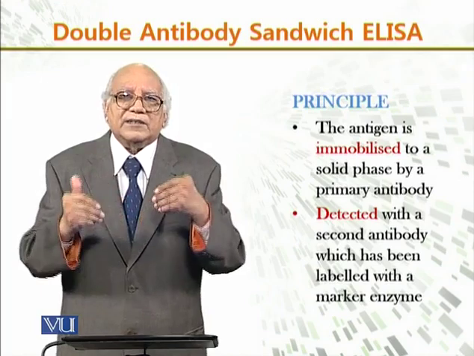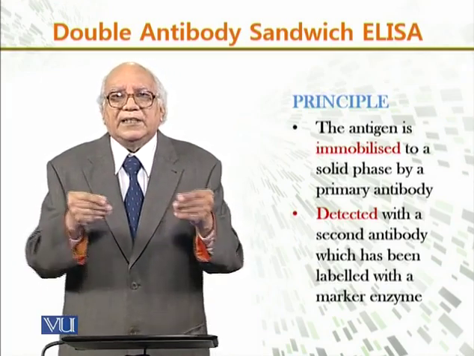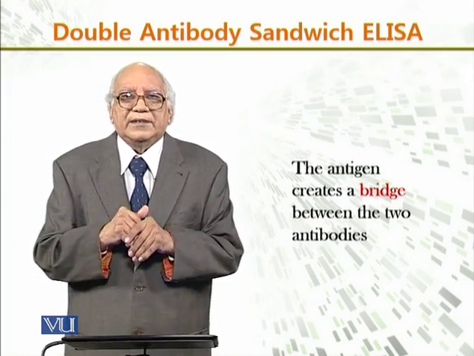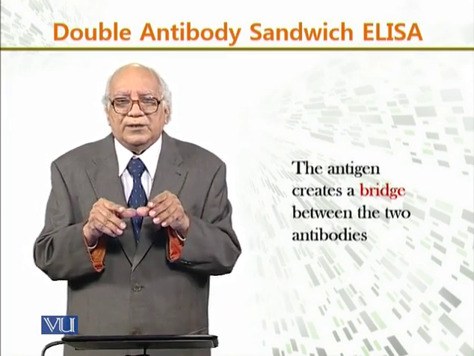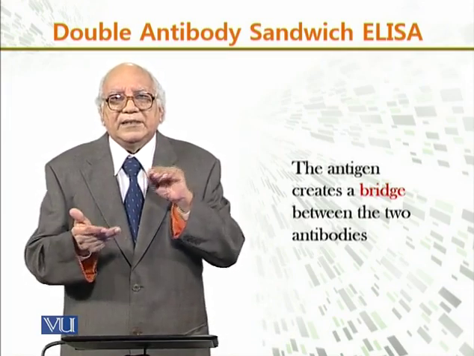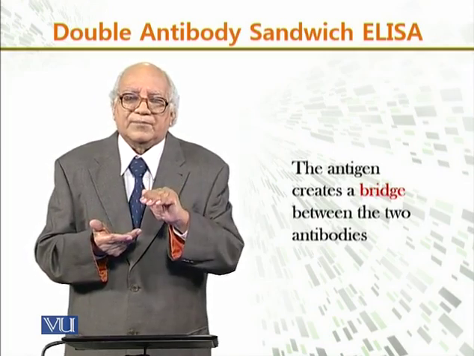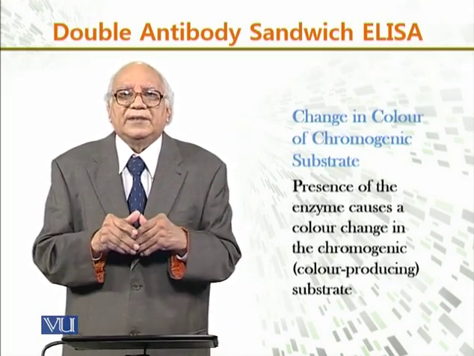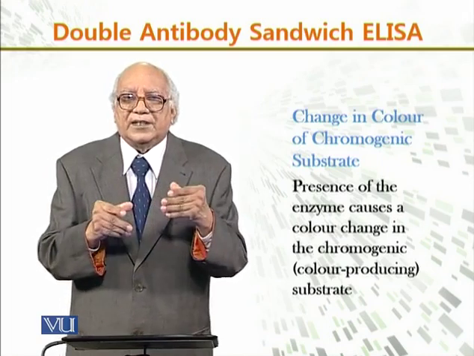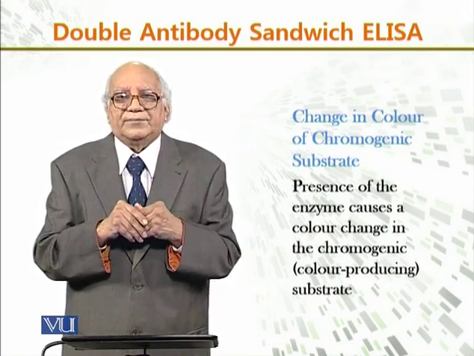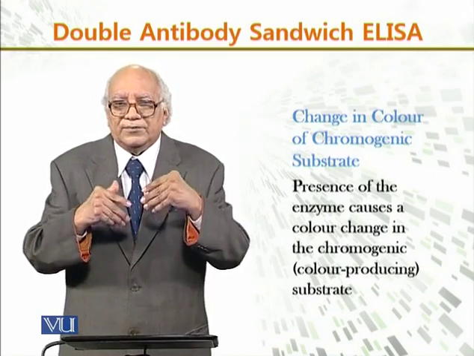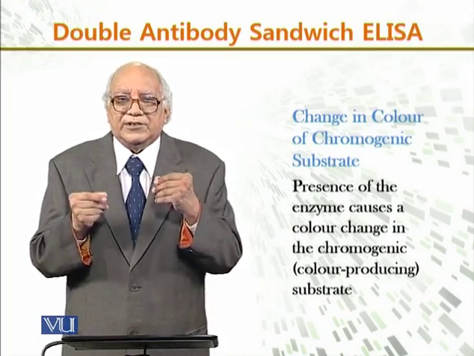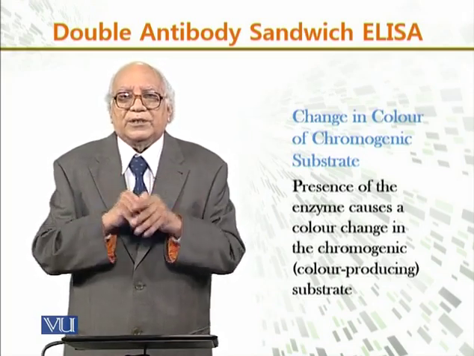As I said earlier, a marker enzyme means an enzyme which can indicate whether the substrate is present or not. The antigen creates a bridge between the two antibodies. There are two antibodies, and it is in between those two antibodies that the antigen is there. And the presence of the enzyme causes a color change in the chromogenic, color-producing substance.